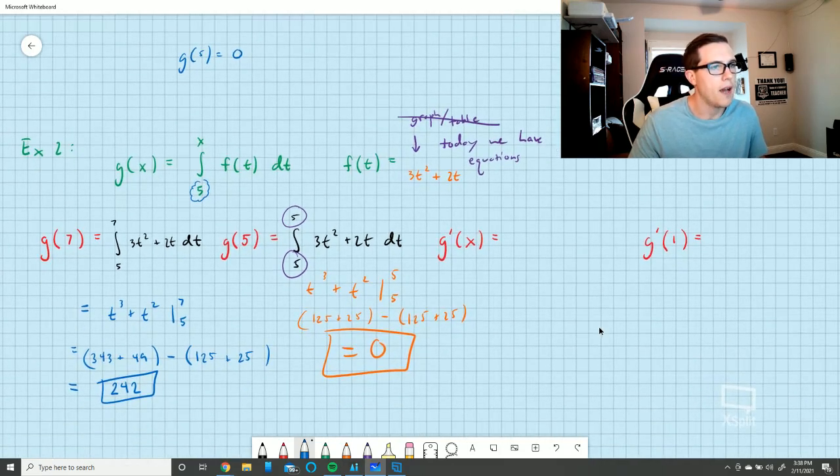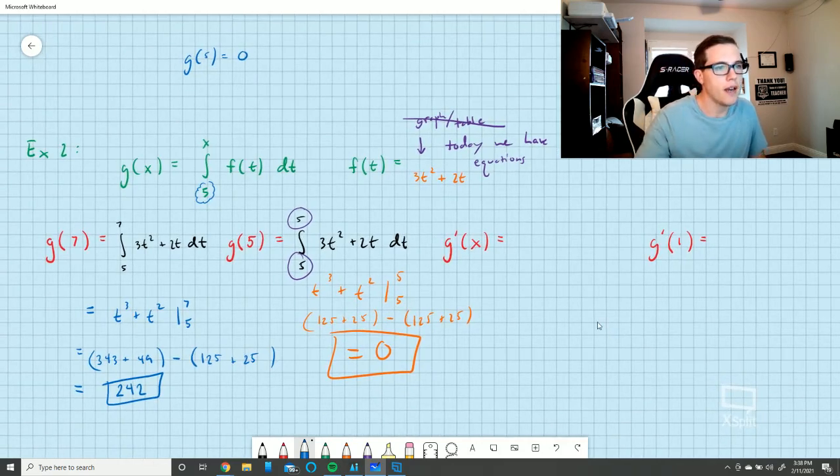Okay, g prime of x. So again, I'm going to do it one more time where I do the long method, and then I'm going to show you the shortcut again. And then we'll do that last one. G prime of x. Well, let's start with g of x. G of x is the integral from 5 to x of 3t squared plus 2t dt.